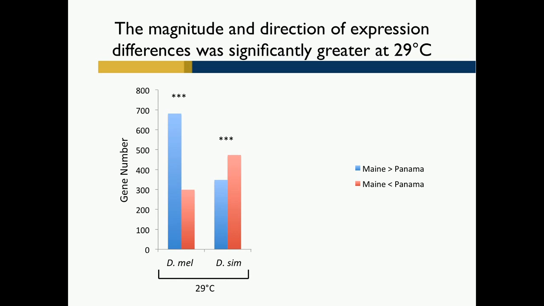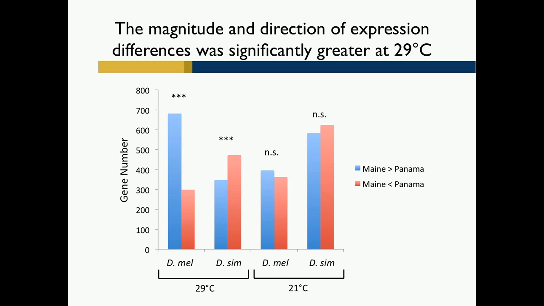Then we studied the magnitude and directions of the gene expression. We found that the magnitude and directions were significantly greater at 29 degrees C. For example, here is the pattern at 29 degrees C. One of the interesting things is that for Drosophila melanogaster, there are many more genes showing higher expression in the Maine population, and for simulans, the pattern is exactly opposite, suggesting that these two species might have different ways, or at least a part of the genes that are different, to adapt to high temperature. If we check 21 degrees C, there is no such pattern.